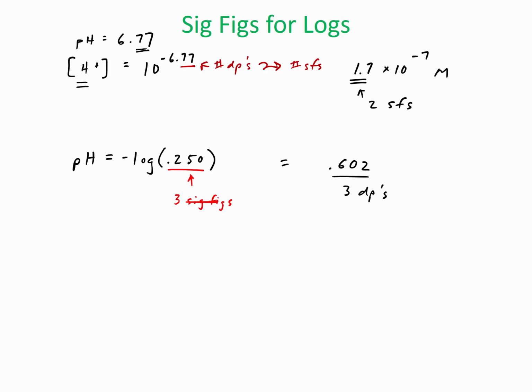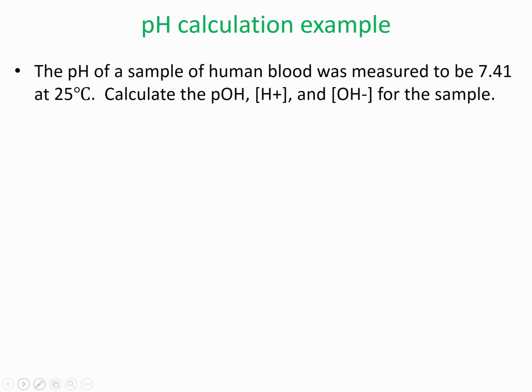Okay, so now I'm going to do an example problem. The one on the exam is very similar to this. It says the pH of a sample of human blood was measured to be 7.41 at 25 C. Calculate the pOH, the H plus, and the OH minus concentrations for this sample. There's probably a number of ways, because we have 4 different equations that are all related. So I'm doing just one of those several ways that this can be done.